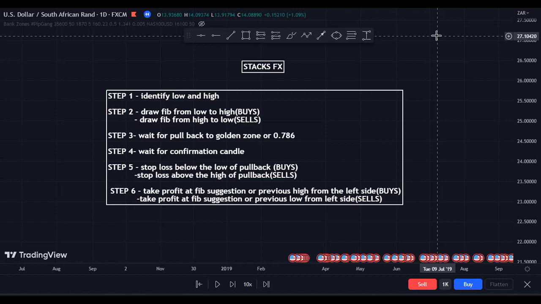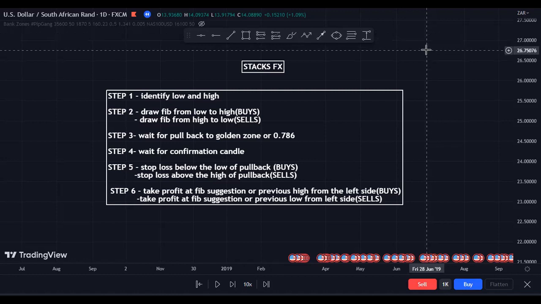Step 5 is to place stop loss below the low of pullback when in buys, stop loss above the high of pullback when in sells. Step 6, take profit at Fib suggestion or previous high from the left when in buys. Take profit at Fib suggestion or previous low from the left when in sells. I know this might seem confusing, but I'll explain once we move down to the examples.